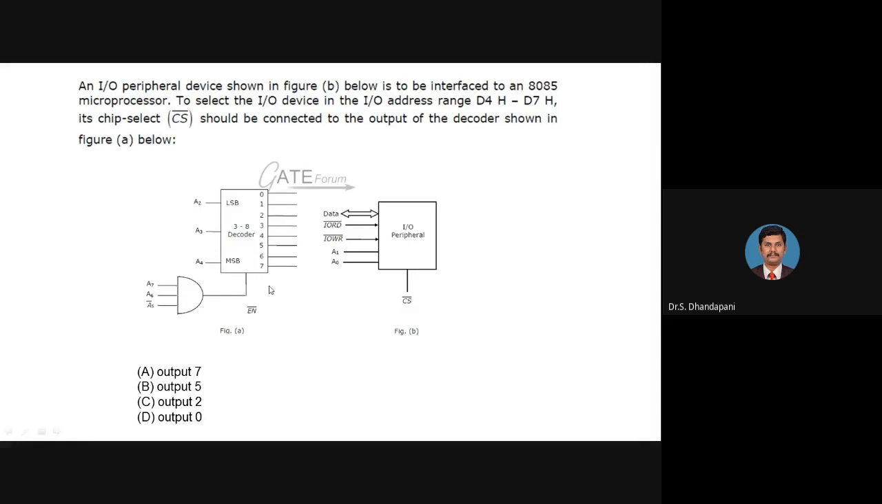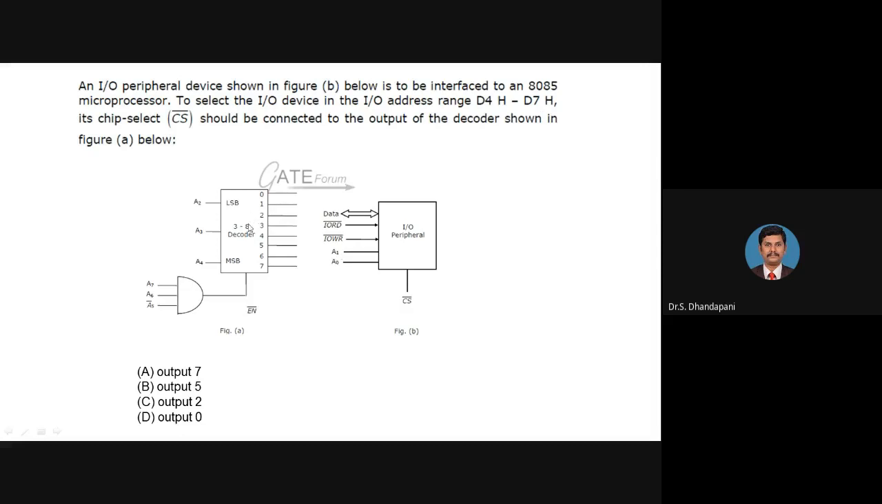The decoder is already given in the question, and the input for the decoder is also already given. Now the decoder has 8 outputs, 0 to 7. Which particular output of this decoder should be connected to this chip select bar for satisfying the given specification? The given specification is that we need the address range D4 to D7.